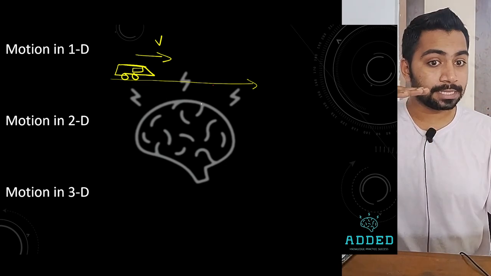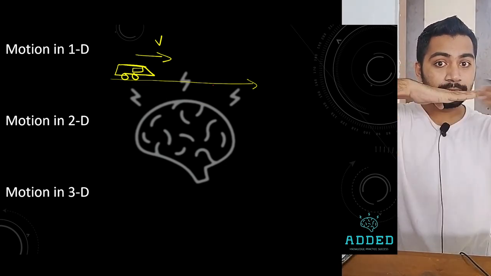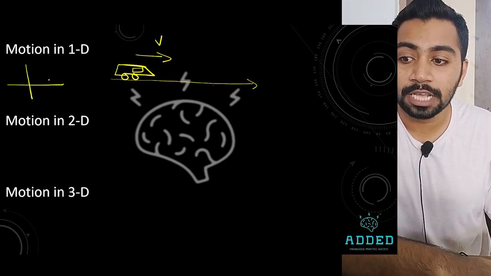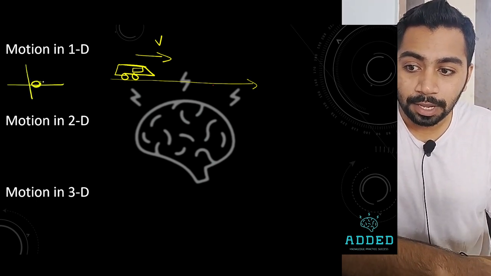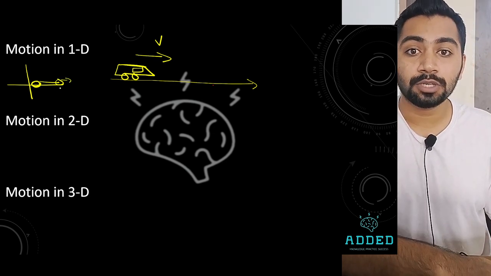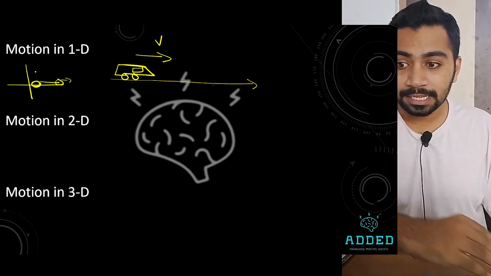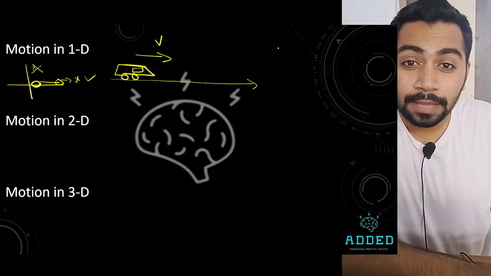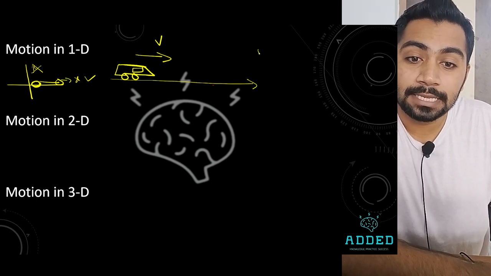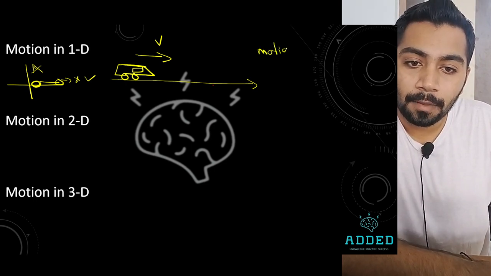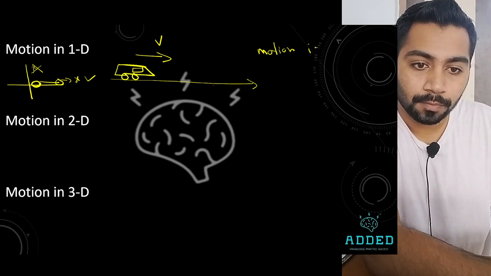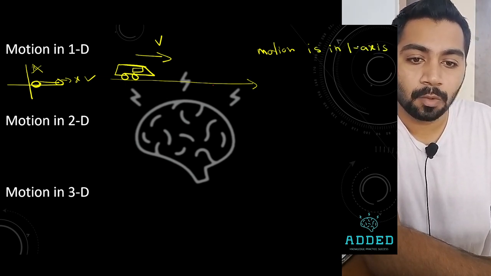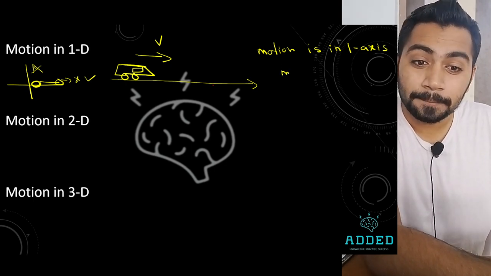Motion only in one axis. See here, motion only in one axis. We know Cartesian coordinates; anything changing its position, we call motion. Now it is moving from this position to this position. Only one axis is changing. Is there any change in the y-axis? No, only the x-axis changes. So whenever motion is in only one axis, it is called motion in one dimension.